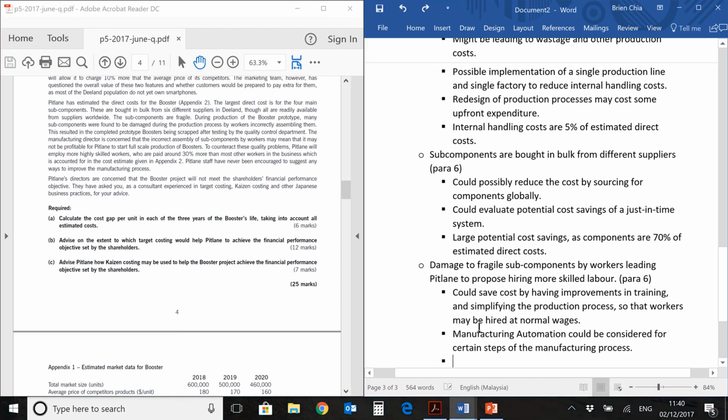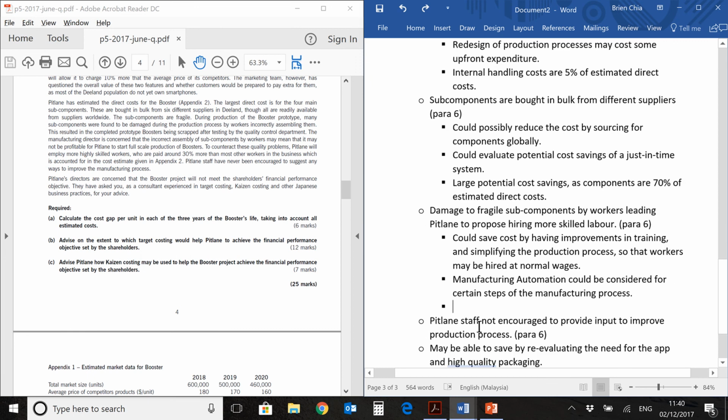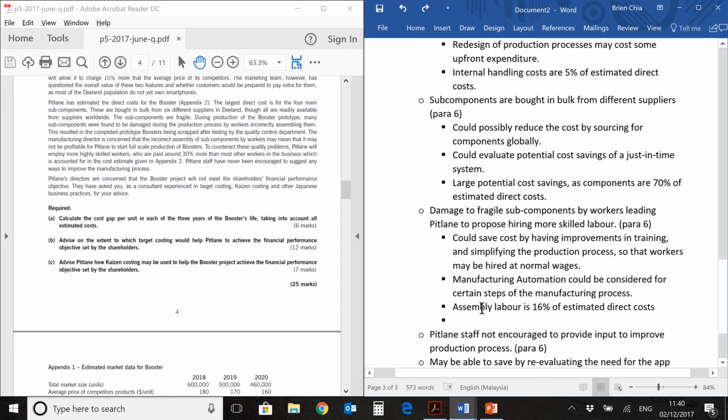All right. We could consider automation on manufacturing process. If, let's say, it's a high volume, repetitive, but precision is required, then we could consider automation. 227,000 units is, although not a very big demand or volume that we can use, but maybe we can explore that. That's why we use target costing, to open up some avenues for us. We could possibly save quite a lot of money because assembly labor, including the 30% extra, is 16% of estimated direct costs.